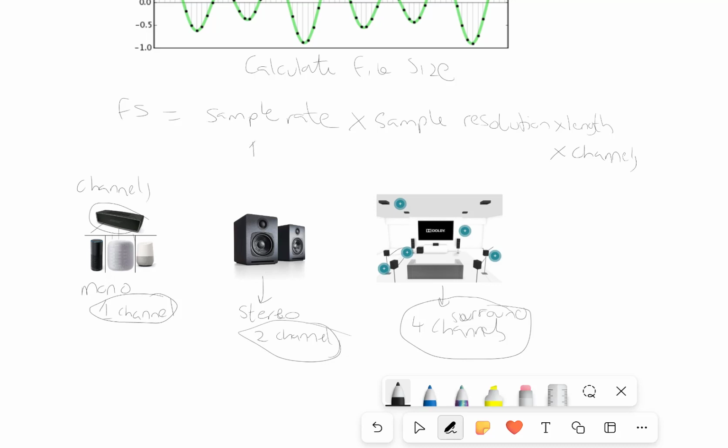So if we were to have a sample rate of 1 kilohertz, sample resolution of 1 bit, length of 1 second, but coming out of stereo, our formula would be 1 times 1 times 1. Actually, sorry, it would be 1,000. I've got to convert that into 1,000 times 1 times 1 times 2. So 2,000 bits. So all we do with the channels is just add that into the multiplication.